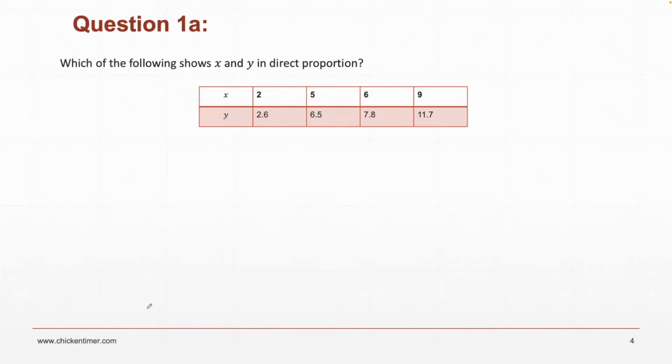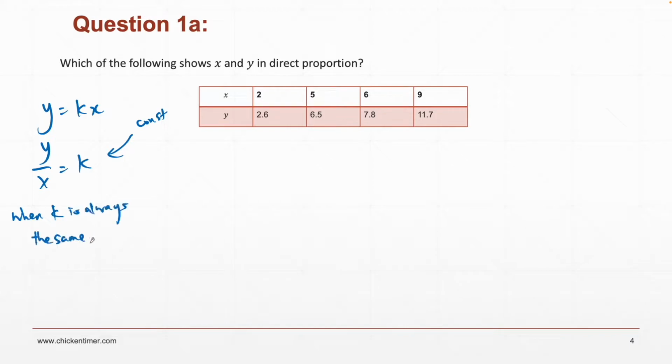When I have a question like this, they usually give you a table. The table contains X and Y or any other pair of variables, and they will ask you to determine whether the variables are in direct proportion to each other or not. In this case, we know this equation: Y equals KX, and K is a constant. So Y over X will be a constant. When K is always the same, then we can say that Y is directly proportional to X. That is the gist of it.